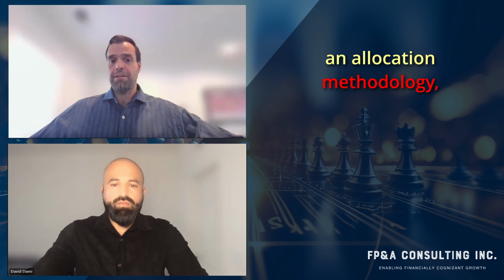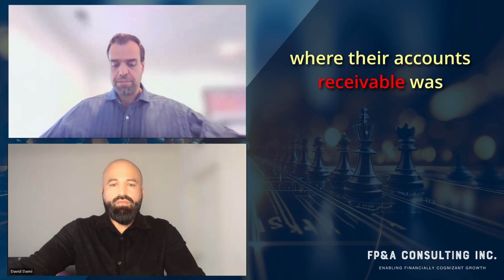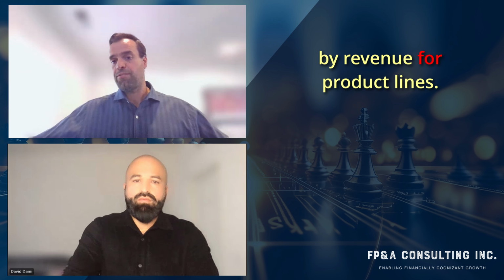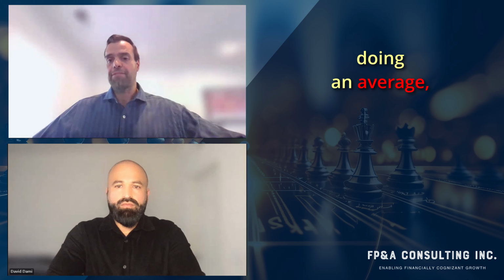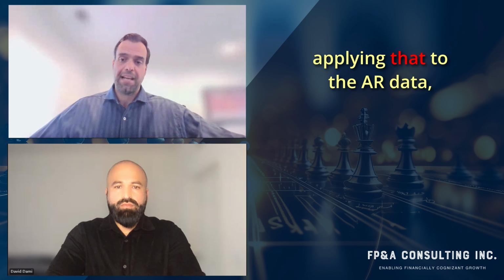And so the second thing that they wanted in their accounts receivable is they wanted to have an understanding of, they were basically doing an allocation methodology. And so they didn't really understand where their accounts receivable was exactly coming from. So they were just basically allocating it by revenue for product lines. So that means if you're doing an average, which is what they were taking, and then applying that to the AR data, you're not able to actually tell what's driving those AR balances.